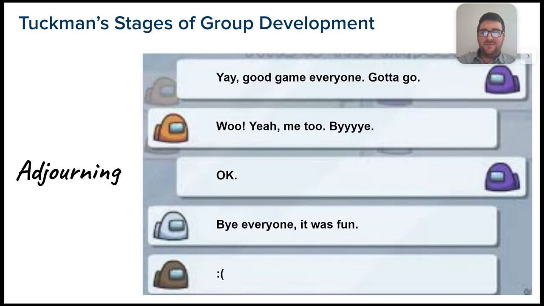Finally, adjourning is the end. The group has done its job and they will go their separate ways. They might also recognize the accomplishments of certain members. They might review how the work went.